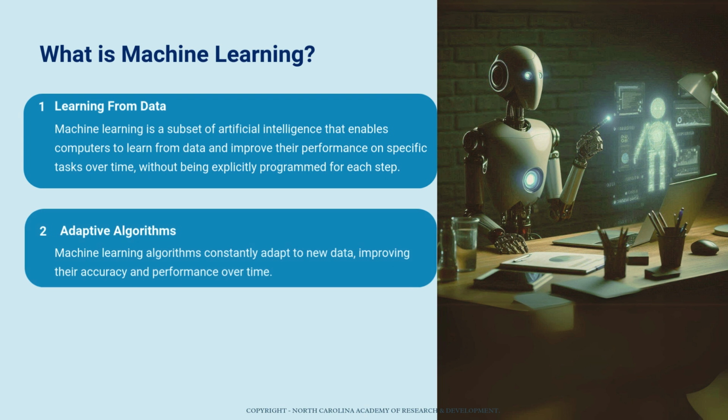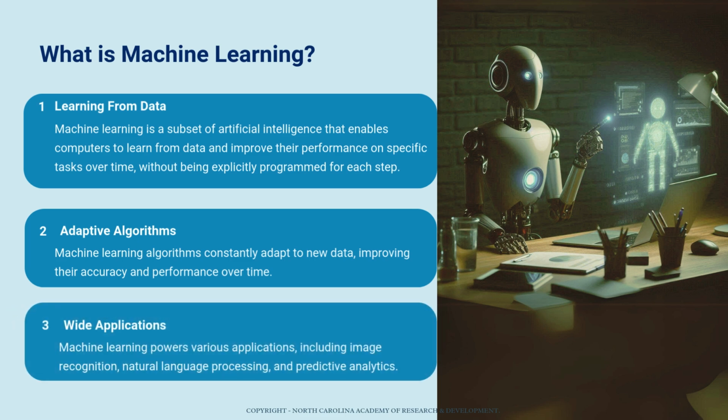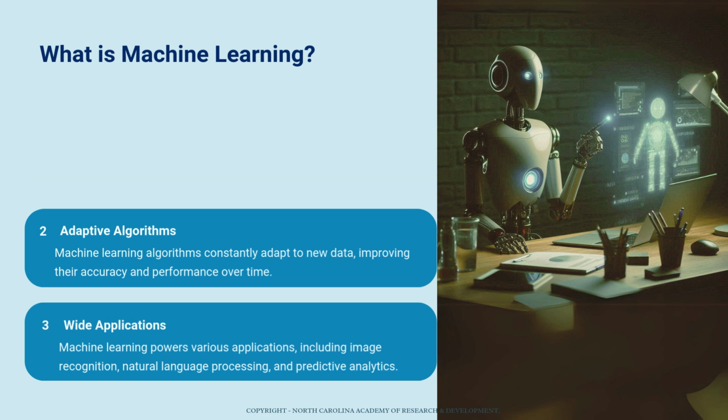What makes it special? Machine learning algorithms are adaptive. They get better as they process more data. For example, the more you use apps like Netflix or Spotify, the smarter they become at recommending content you'll love. From recognizing faces in photos to predicting trends in business, machine learning powers many technologies we use daily. It's all about helping computers learn, adapt, and make our lives smarter and more efficient.